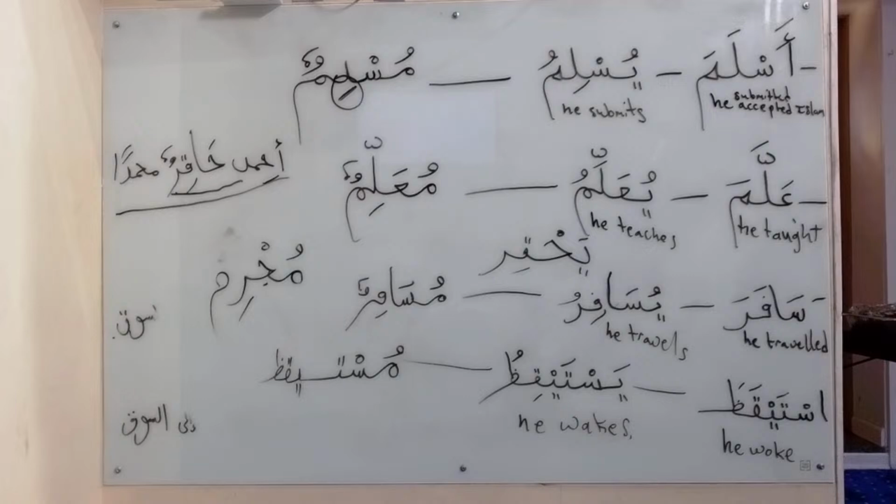Allama, yu'allimu. You know that the first vowel is going to be dhamma. Right? Safara, yusafiru. The first vowel is going to be a dhamma. Istayqadha, yastayqidhu, the first letter, right, is going to have a fatha.